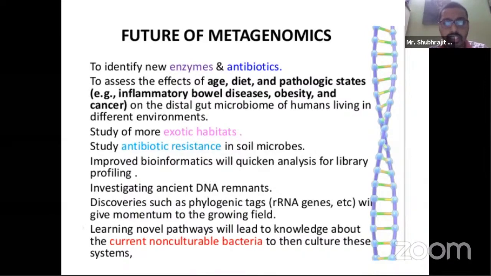So discoveries such as phylogenetic tags like rRNA genes give momentum to the growing field. As I have told you, for the Virome project, we don't have any idea of how we can go about the analysis. So if you are interested in identifying any universal marker for that, you are welcome. Learning novel metabolic pathways would lead to an understanding of the non-culturable bacteria. As we don't know how to culture them, directly sequencing through shotgun or whole genome sequencing will be a good idea.